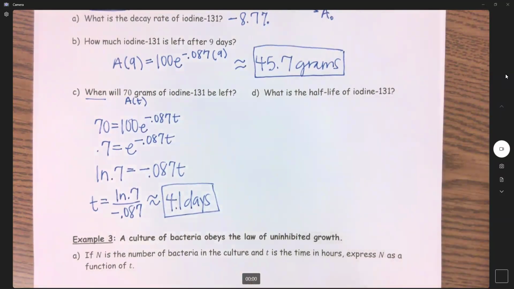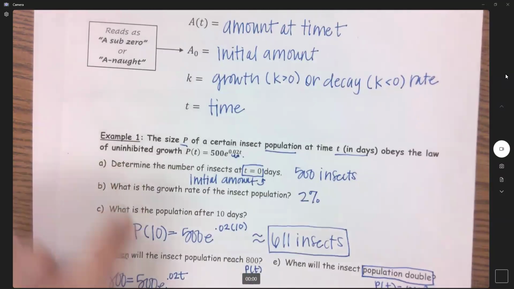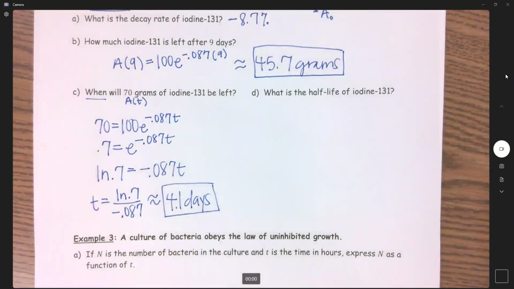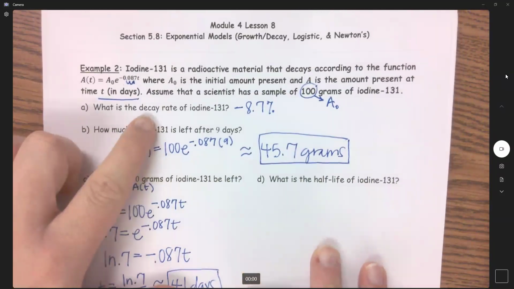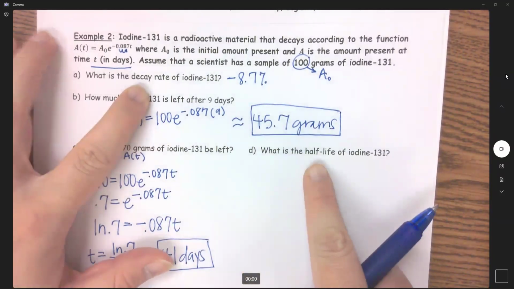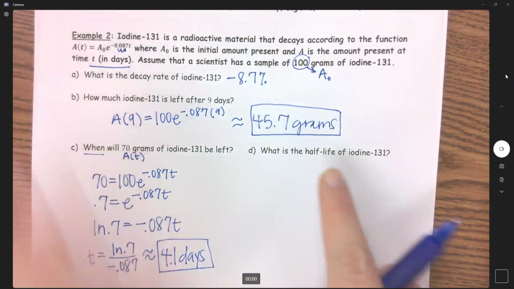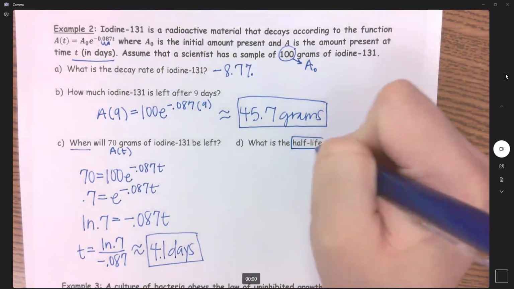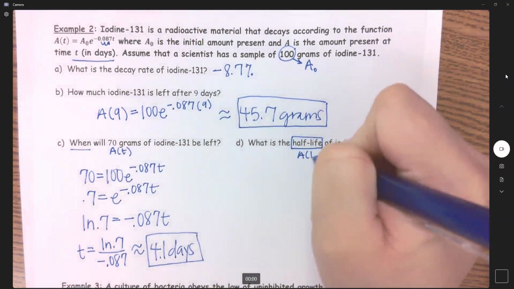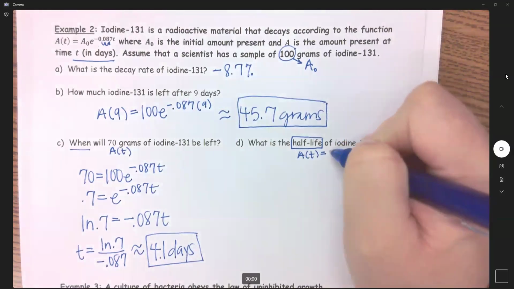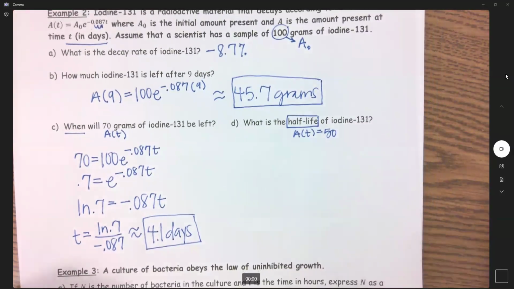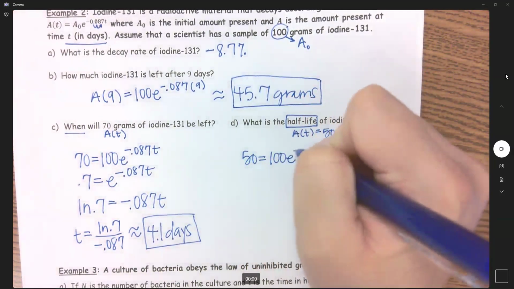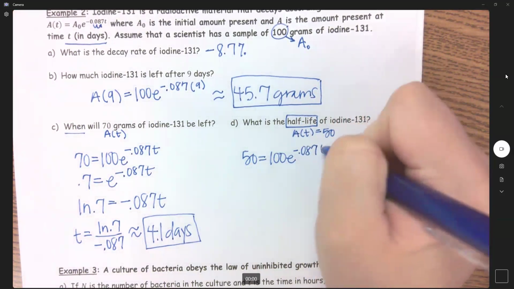Okay, just like when I have a growth rate, it wants to know when will this double. When I have a decay rate, it wants to know the half-life. When is it going to reach half of this initial amount? So my half-life will mean that my A of t is going to equal 50. So I have 50 equals 100e to the negative 0.087t.